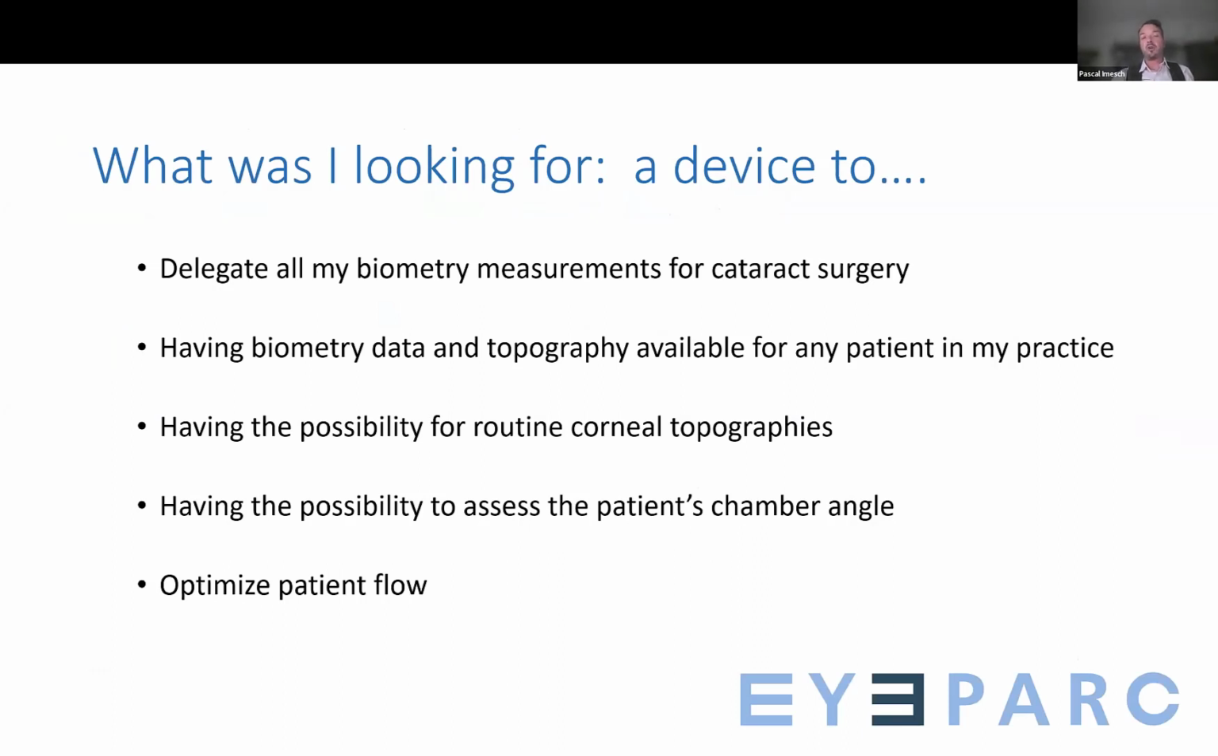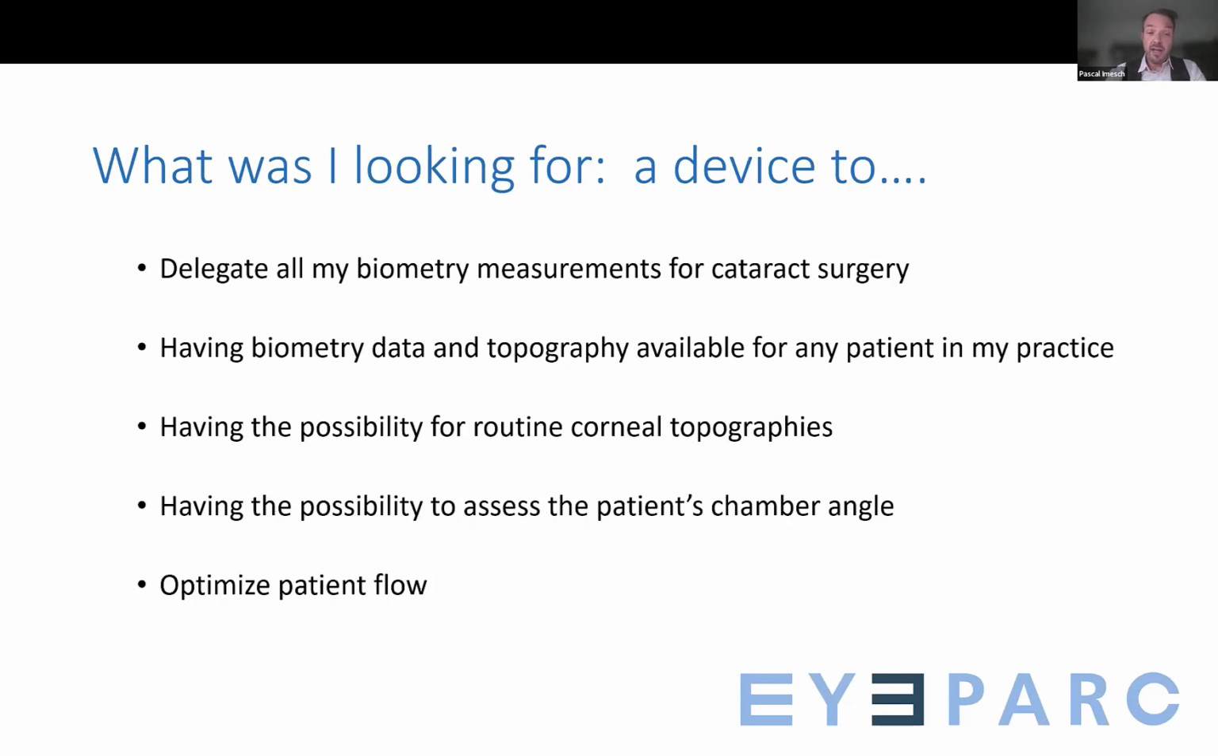I was looking for a long time for a device to make my life easier, basically to delegate all my biometry measurements for cataract surgery, which I did mostly with the Lenstar before the Eyestar, by myself.